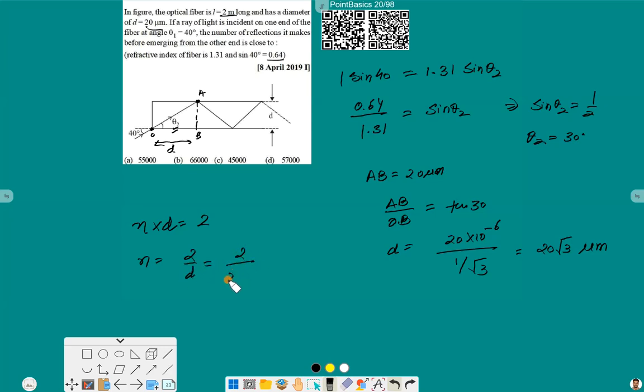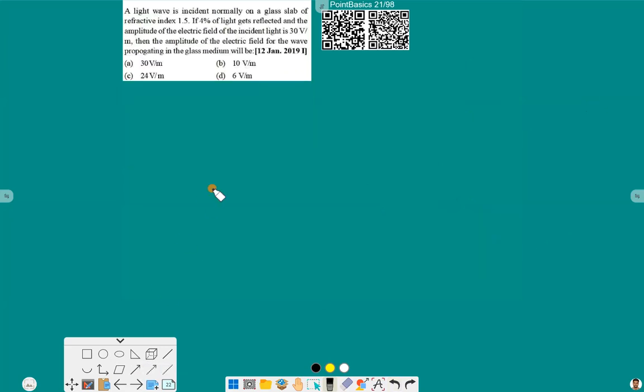So 2 by 20 root 3 into 10 raised to power minus 6, and when we solve this we will get 57735, and that nearly matches, basically it matches with option D here. So option D will be the right one here. Let us move to the next one.